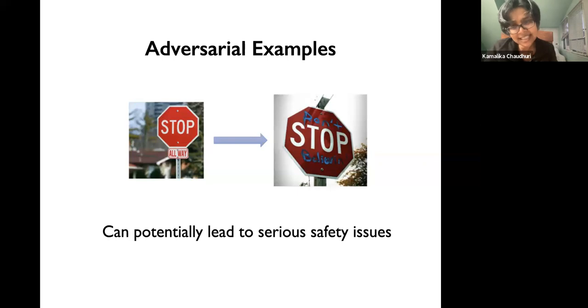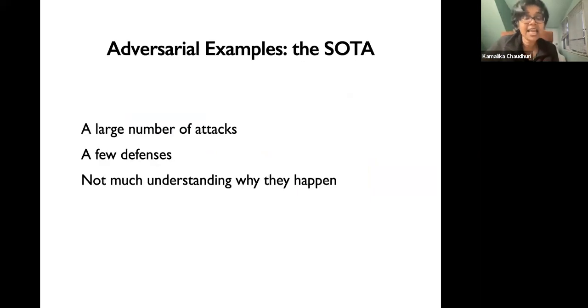Classifying animals is, you can say, a somewhat frivolous application, but it can also get pretty serious. So for example, if instead of classifying pandas as monkeys, you were classifying a stop sign as a yield sign, this could potentially lead to serious safety issues, right? So it could actually be quite serious.